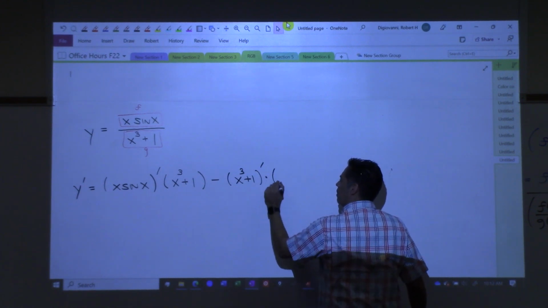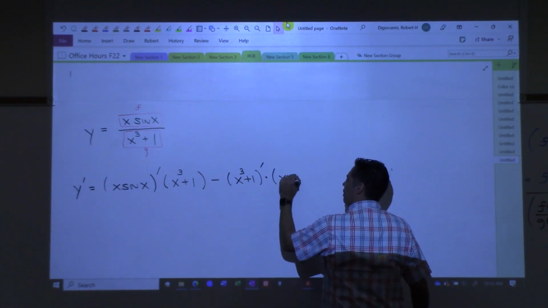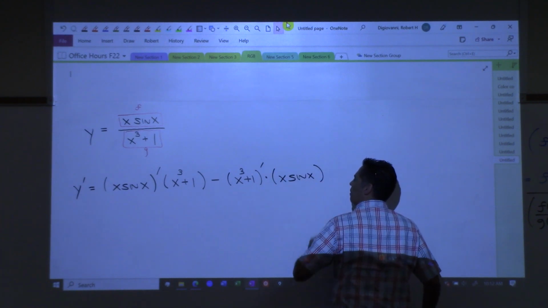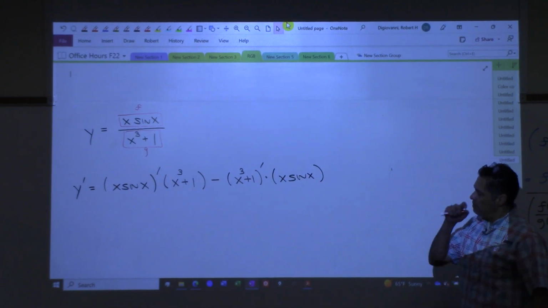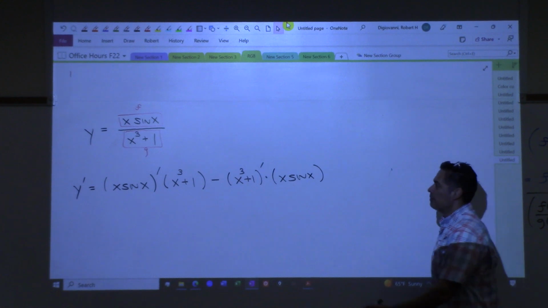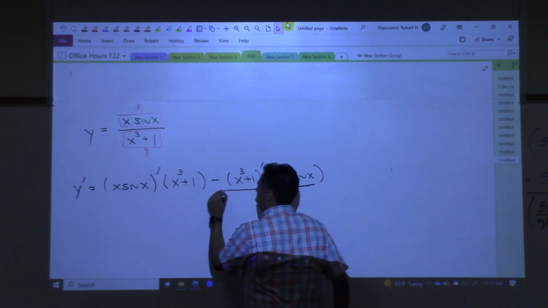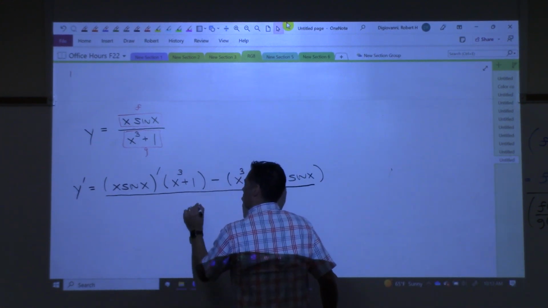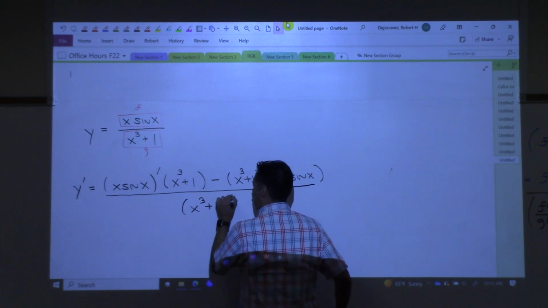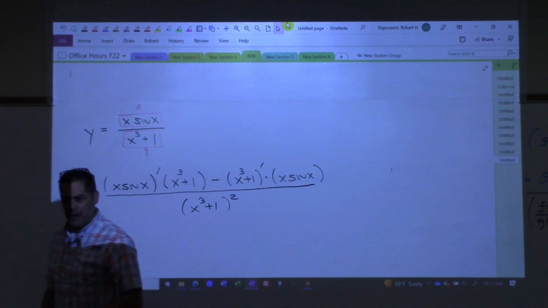Parentheses, sine x. X sine x. Good. Almost there. And then divided by x squared plus 1 squared. There we go. Perfect. Everyone see that?